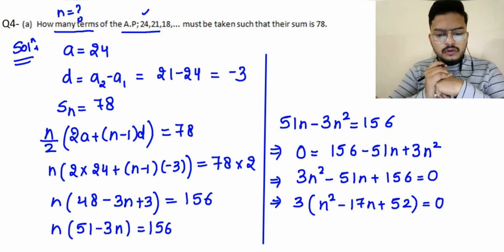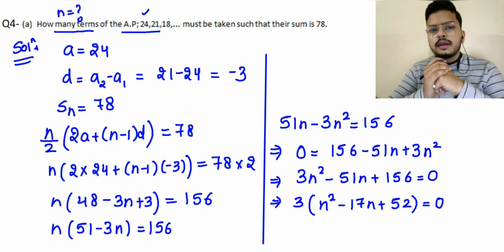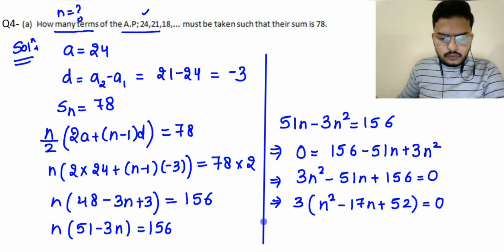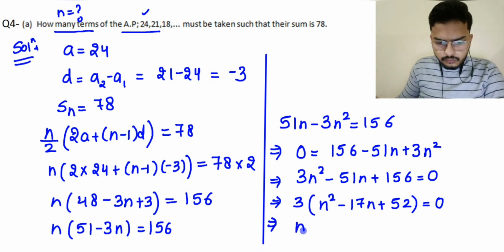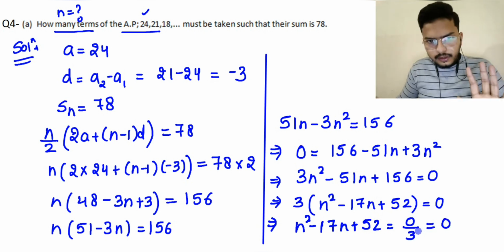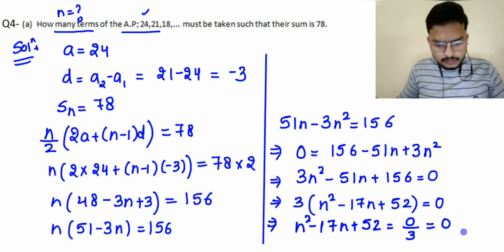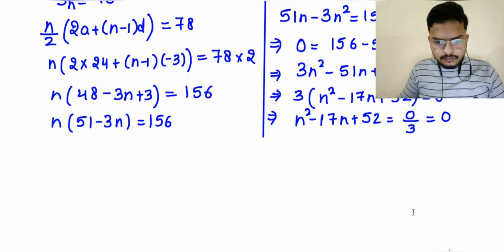We can solve this quadratic equation by two methods: the splitting the middle term method, and also the quadratic formula method. But here we can clearly see the splitting of this particular quadratic equation. First of all, divide by this 3, so the equation becomes 0 by 3, that is 0. Now do the splitting of the middle term, which is easy here.